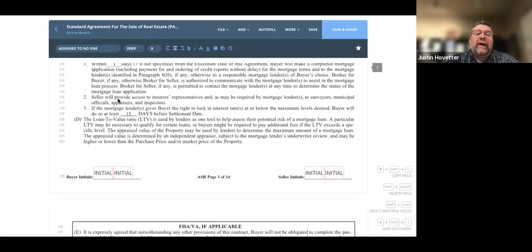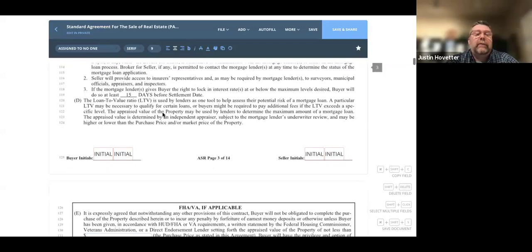Now, the seller will provide access to the insurer's representatives and, as may be required. Oh, we already talked about that. Sorry, reading the same stuff. If the mortgage lender gives buyer the right to lock in an interest rate at or below the maximum levels desired, the buyer will do so at least 15 days before settlement.